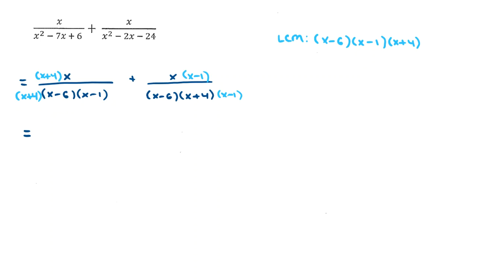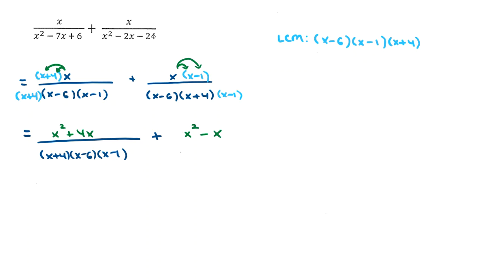First thing I'd like to do is distribute the x to clear parentheses here. We get x squared plus 4x. That's going to be all on top of the LCM. x plus 4, x minus 6, x minus 1. That rational expression is going to get added to, let's clear parentheses here, so x squared minus x, all on top of the LCM, which I'll write in the same order as the first fraction, just for consistency. And there we have it.